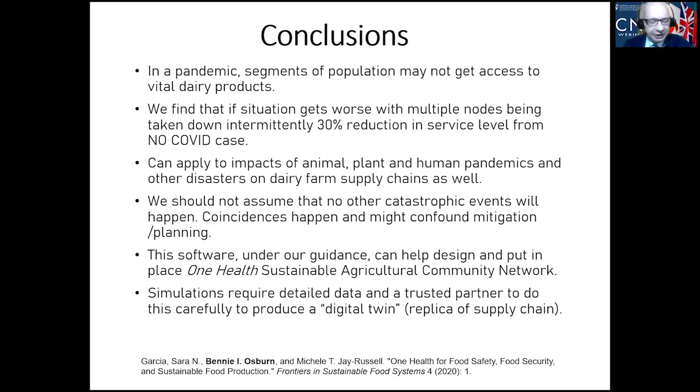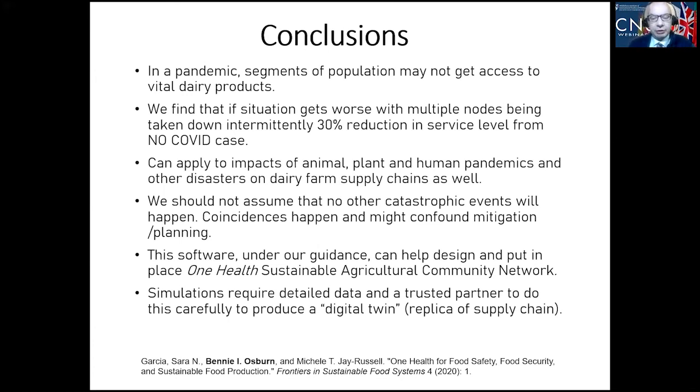There were no severe other catastrophic events that happened. They did happen across the world, right? At the same time, earthquake or snowstorm, etc. All these things can happen together. And so it's important to plan for it together during a pandemic.